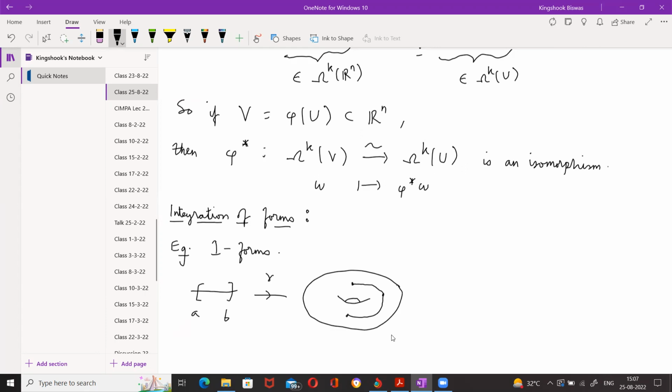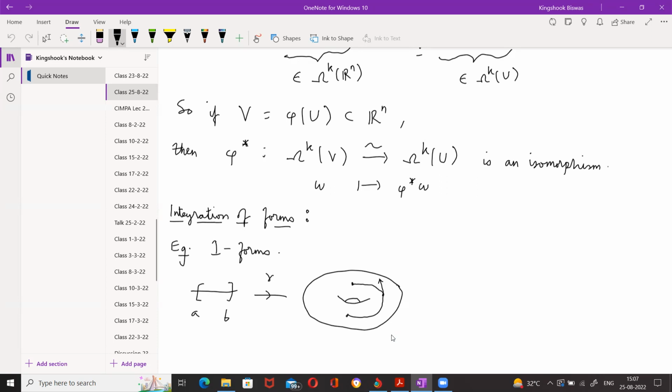Then what can I do? Well, for each point along the curve, I can look at its tangent vector. Now the tangent vector is an element of the tangent space here, and I have my one form. My one form acts on tangent vectors, so it will act on this tangent vector and give a real number, right? So therefore, I will get a function along this curve. That means I'll get a function along the interval AB, and then I can just take the integral of that function over the interval AB, right?